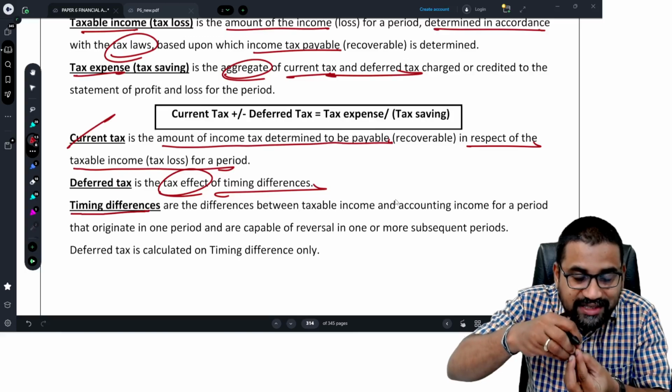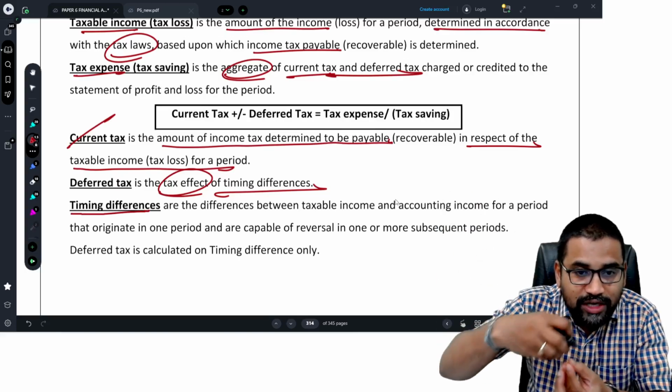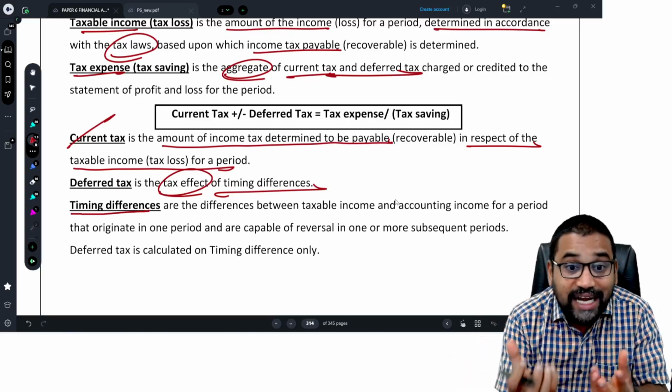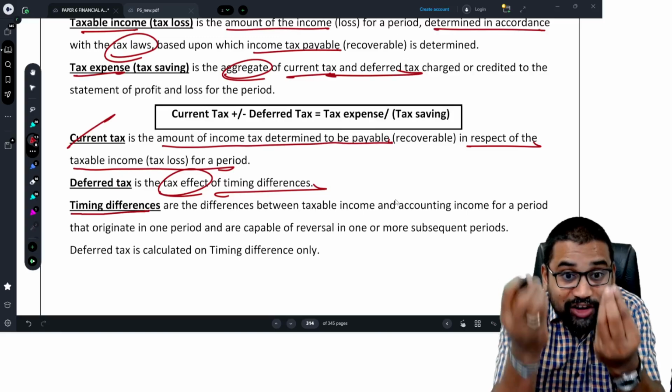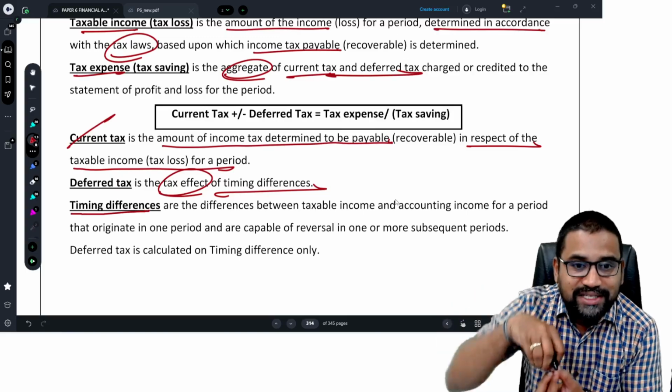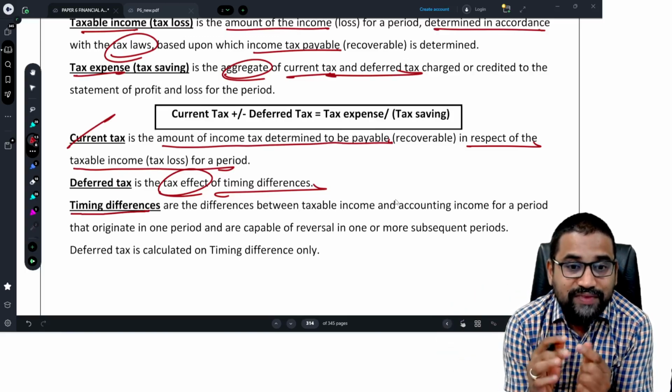Today there is a difference. That difference tomorrow will be gone. Now on that difference, what will be the tax effect? That is deferred tax. Because they are not matching now. In the P&L account, accounting income and tax liability are not matching. Why are they not matching? Because of these timing differences.